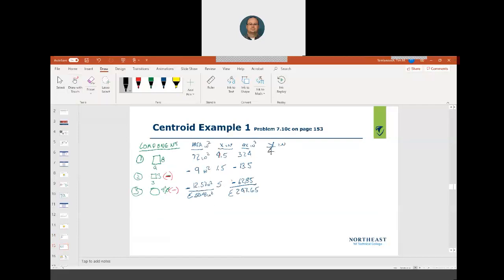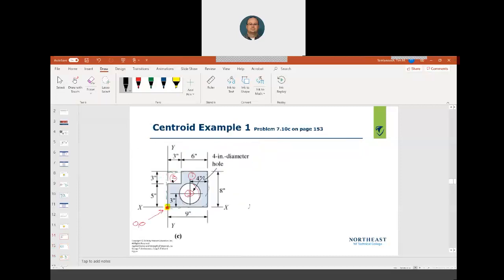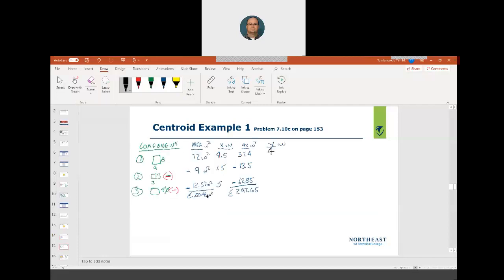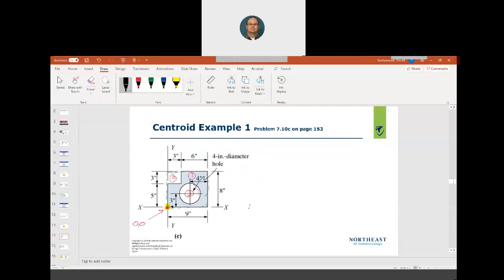Now I've got to start subtracting the holes out. From 0, 0, we go 5 plus 1.5, which is 6.5. And then the circle's centroid: where can I find these? Remember, look at the charts in your book. So we know it's 3 inches there.